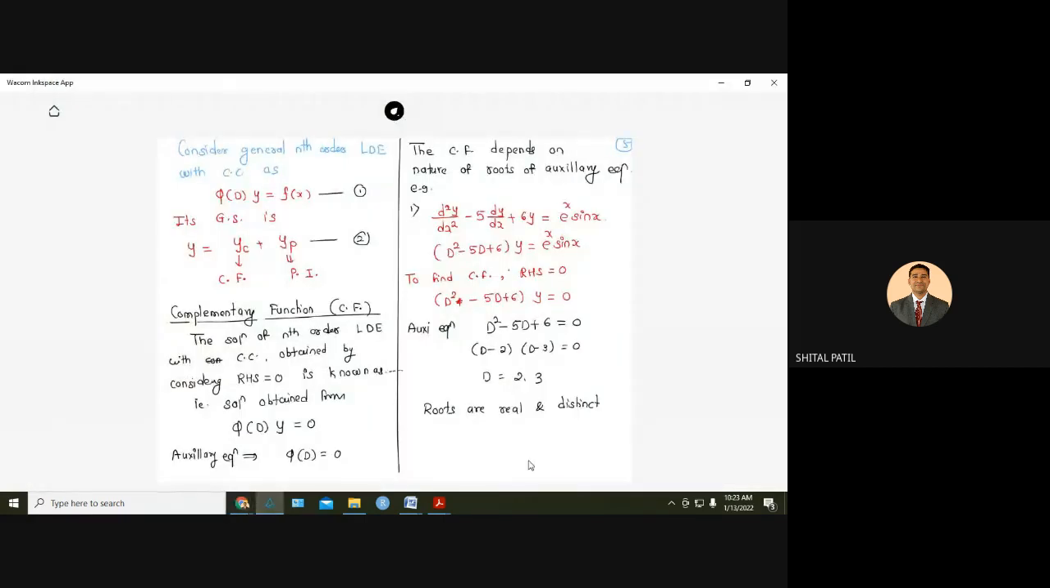Yes. So see, the roots are d equal to 2 and 3. So the roots are real numbers and distinct. Depending upon the nature of roots, whether the roots are real or complex, this is one criterion. And second, whether the roots are distinct or same. Four formulas are there for the complementary function. So let me write the four formulas.